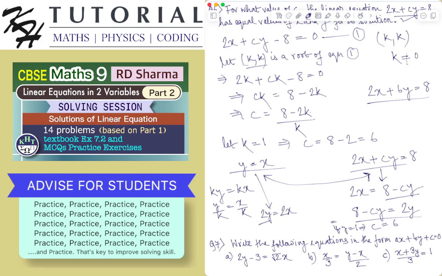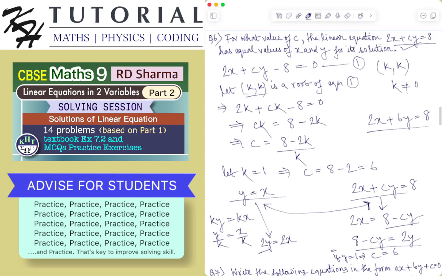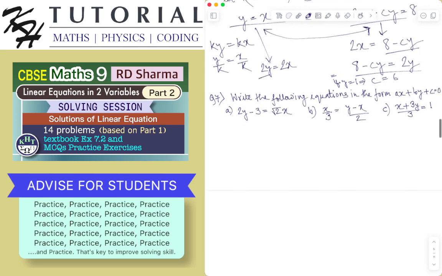I don't know. I'm sorry I couldn't solve this problem. Based on my understanding and knowledge, I am not able to find the value of c that will make the equation 2x plus cy equals 8 have all roots where the values of x and y are the same. I'm sorry, I will try to solve it offline and come up with a solution if I can. Let's see the next problem.